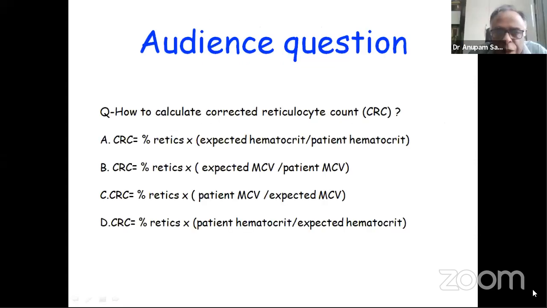Okay, audience question. How do we calculate corrected retic count? Corrected retic count, there are 4 possibilities, is percentage retics. Could you please mark out which one is the correct one?